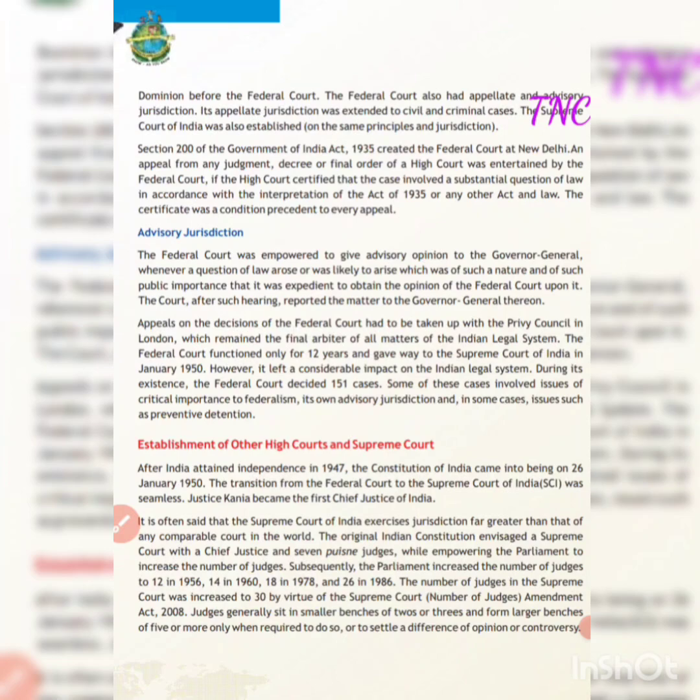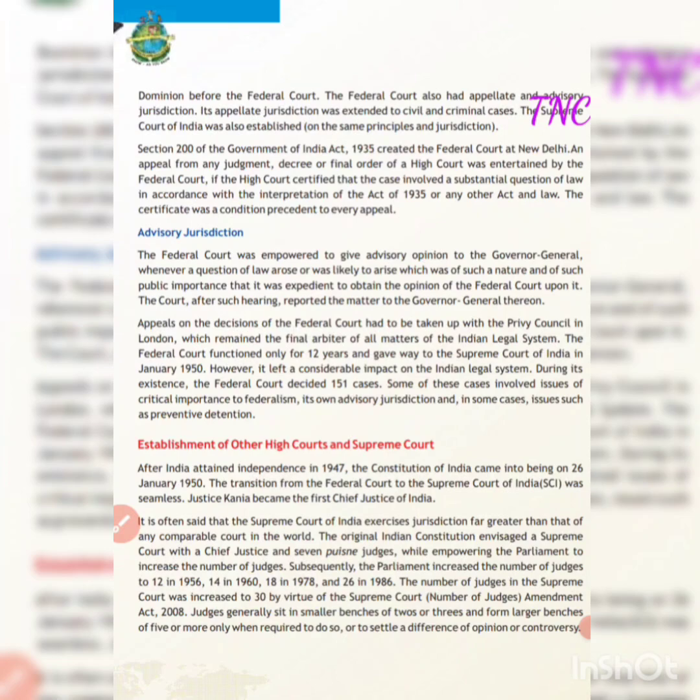Section 200 of the Government of India Act 1935 created the Federal Court at New Delhi. Very important, underline this and learn it. Which section, which year created the Federal Court and where? So Section 200 of the Government of India Act of 1935, by this the Federal Court was created at New Delhi.